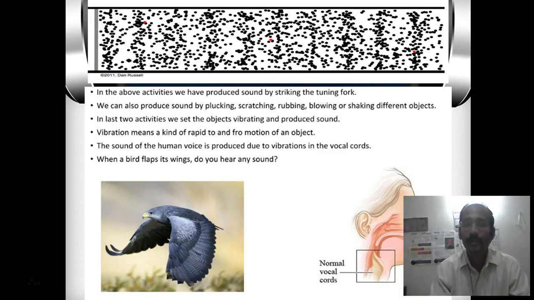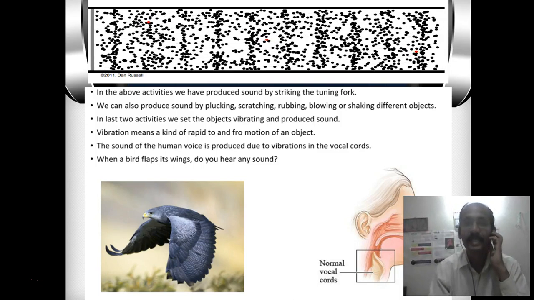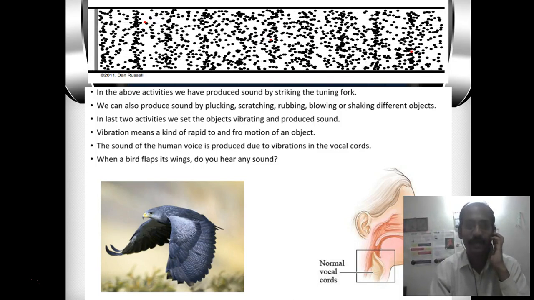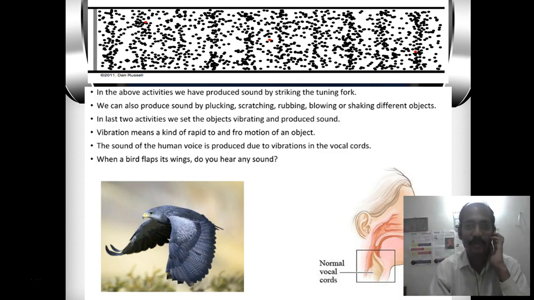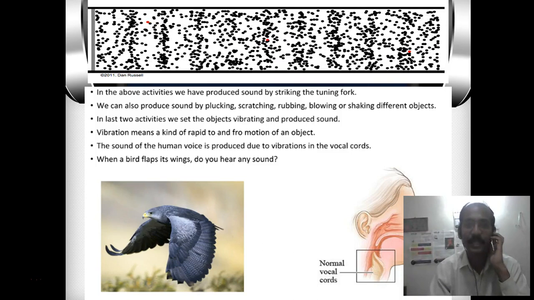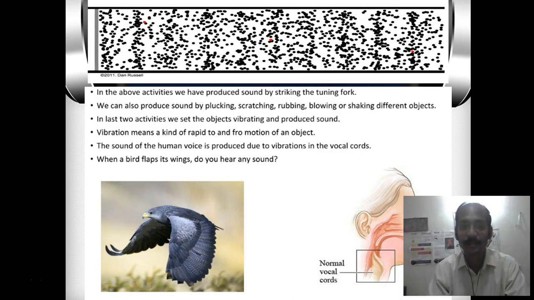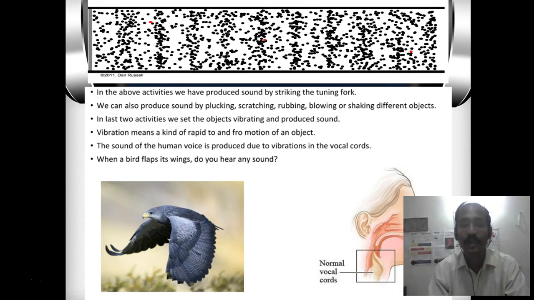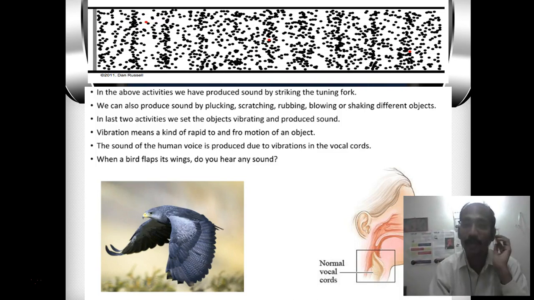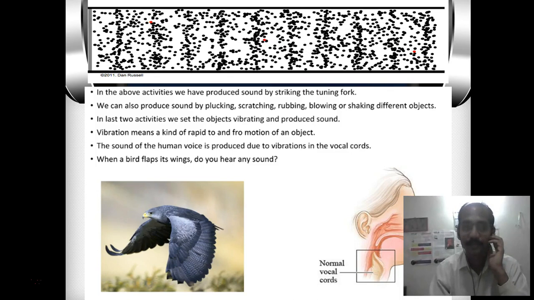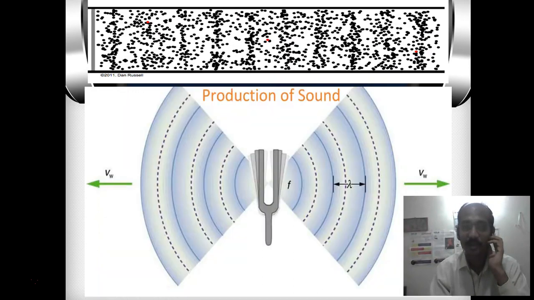In the above activities, we have produced a sound by striking the tuning fork. We can also produce a sound by plucking, scratching, rubbing, blowing, or shaking different objects. In the last two activities, the objects were vibrating and produced sound. Vibration means a kind of rapid to and fro motion of an object. How to define vibration? To and fro motion of an object is called vibration. The sound of the human voice is produced due to vibration in the vocal cords. When a bird flaps its wings, we can hear a small sound.